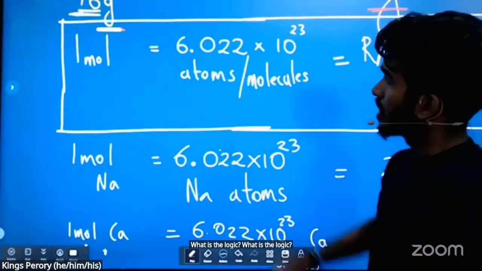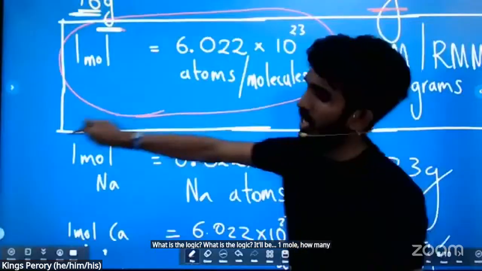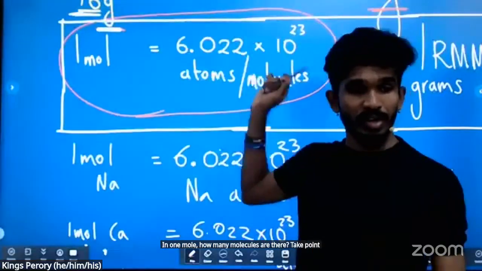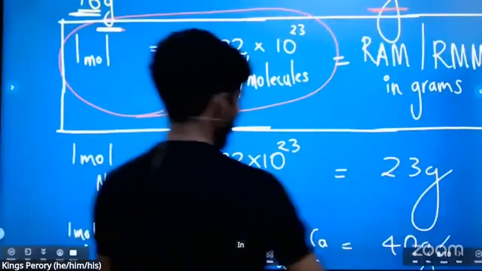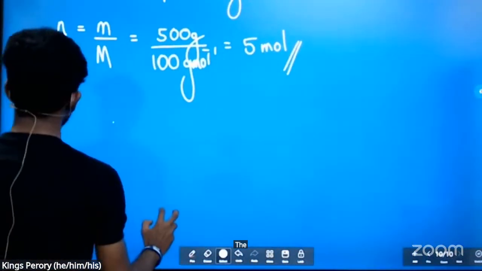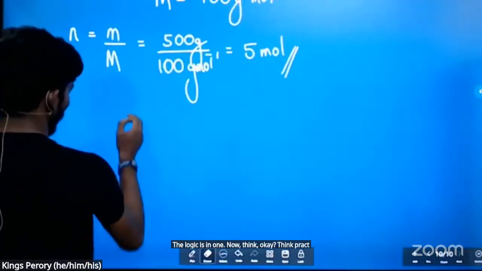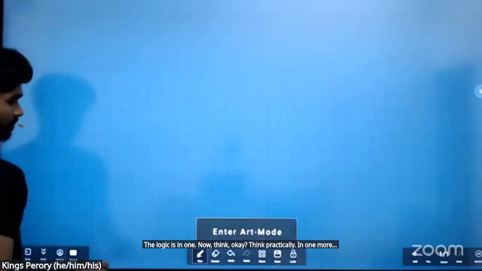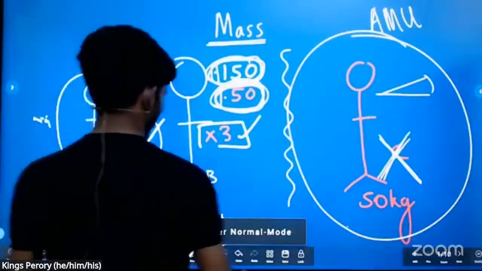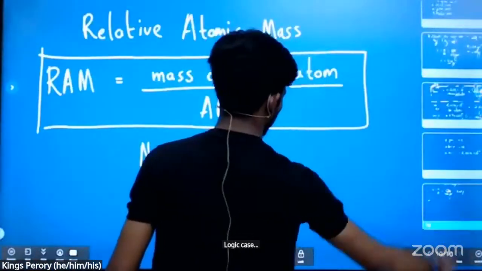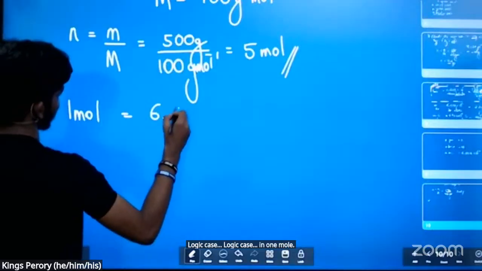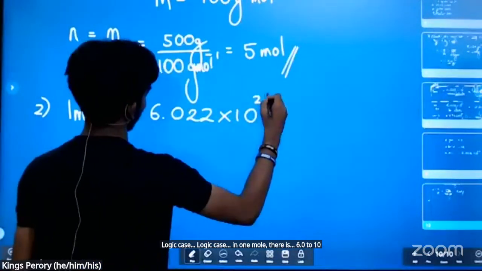Tell me, in 1 mole, how many molecules are there? 6.022 into 10 to the power 23 molecules. In 1 mole, there are 6.022 into 10 to the power 23 molecules. That is the logic. Now think practically.